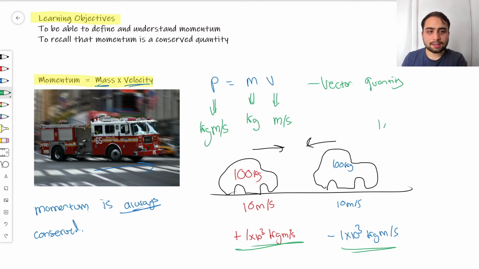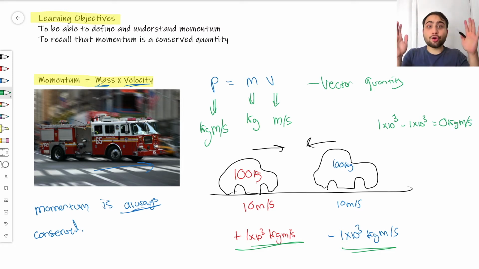So 1 times 10 to the 3 kilogram meters per second. I'm just going to ignore the units for now, just because it takes up space. Plus minus, which just simplifies down to minus 1 times 10 to the 3 kilogram meters per second again. So what am I really doing? I'm just taking one away from myself. So that ends up being a momentum of 0 kilogram meters per second in the overall system, right? These individual components, yes, they do have momentum, but the overall system has a momentum of 0.